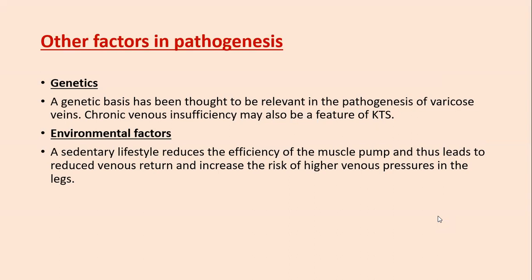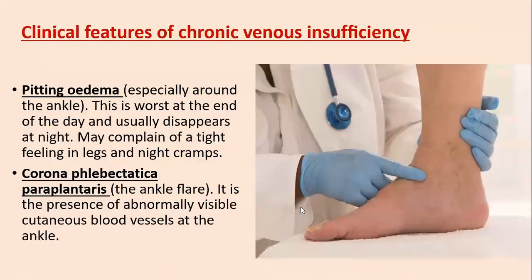Other factors that play a role in pathogenesis are the genetic factors. There is a genetic basis thought to be relevant in pathogenesis of varicose vein and also chronic venous insufficiency, and this may be a feature of Klippel-Trenaunay syndrome. Environmental factors include the sedentary lifestyle, which reduces the efficiency of muscle pump and leads to reduced venous return and increased venous pressure in the leg, which leads to venous hypertension, capillary leak, leukocyte migration, cytokine release, and RBC release, pigmentation, and all the other features.